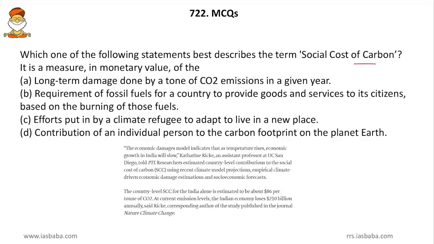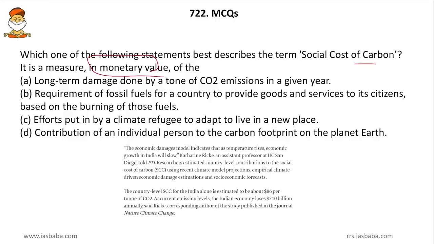Then, requirement of biofuels for a country to provide goods and services to its citizens based on the burning of those biofuels. So friends, this statement is very vague. What type of goods and services are you providing, and how much fossil fuel are you burning? It is very difficult to quantify this monetary value based on such a vague definition. So this B cannot be an option at all.